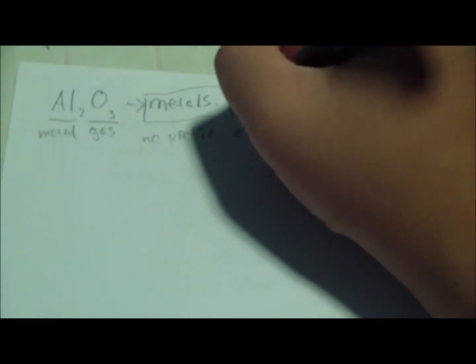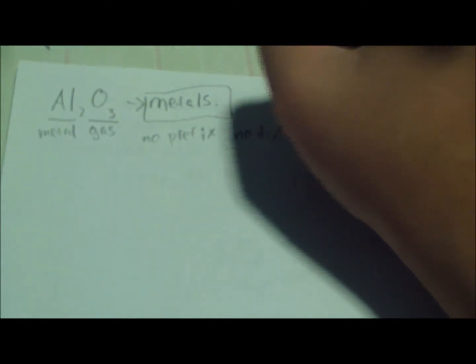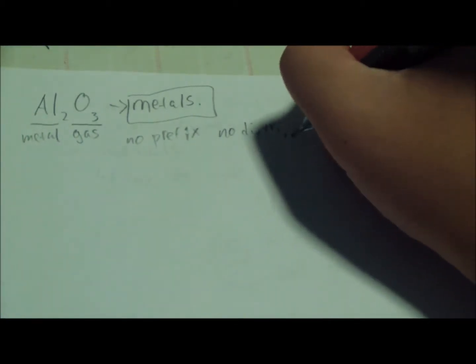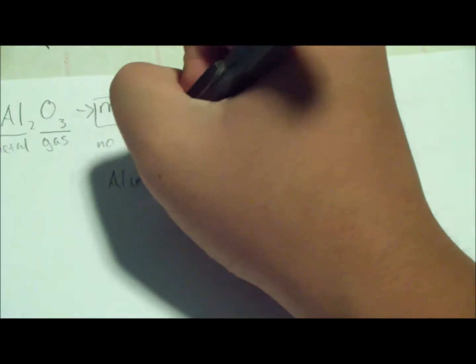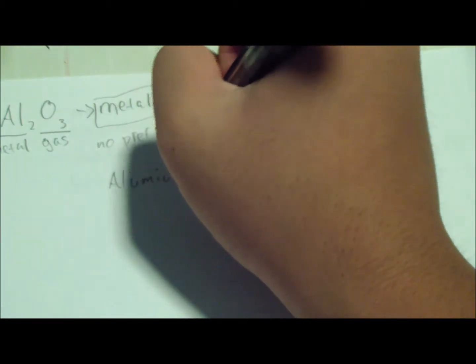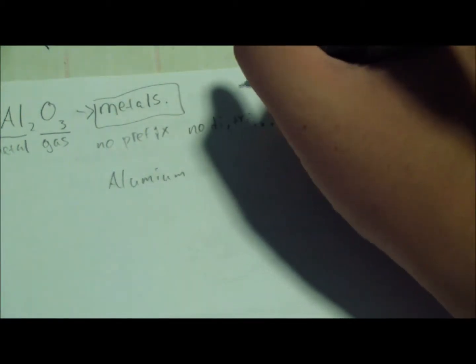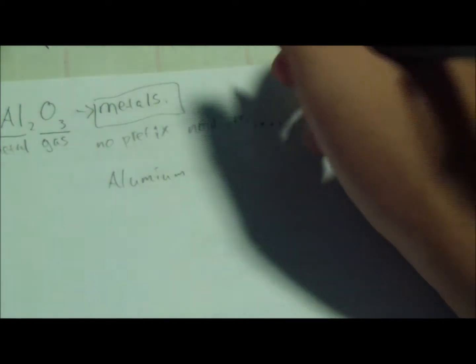So no di, tri, and so on. None of those are needed. And so you just start the naming. Al, aluminum. I think that's how you spell it, whatever. Aluminum.